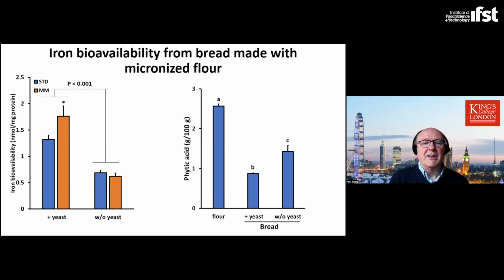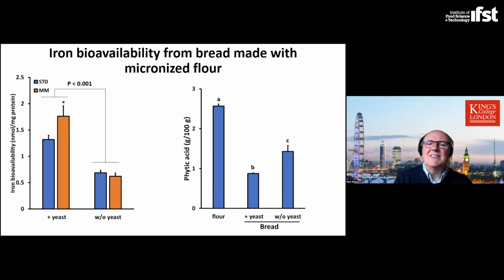And if we look at the within yeast group, so the breads that were produced with the yeast, you can see that the iron bioavailability from the micromilled flour breads is greater than that from the standard milled flour breads. So this is an indication that breaking down those wheat cell walls increases the amount of bioavailable iron that's released that can then be absorbed and utilized by the body.